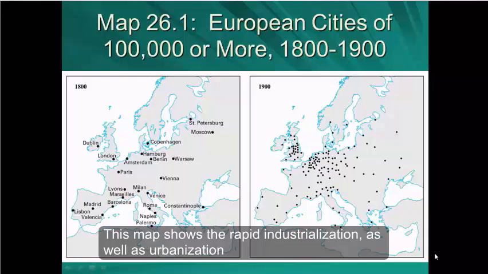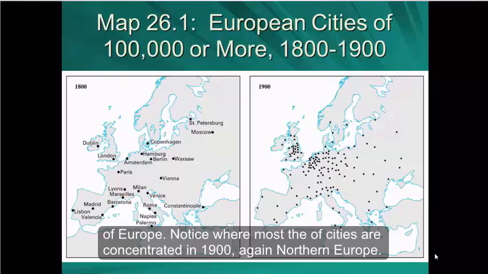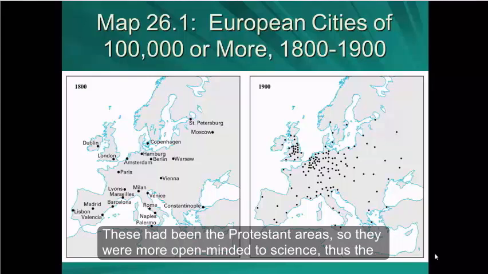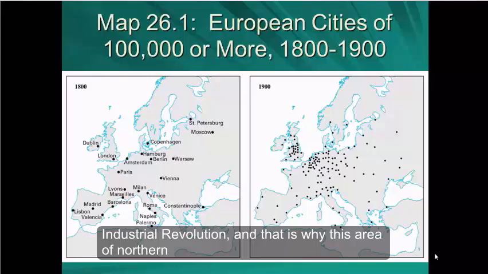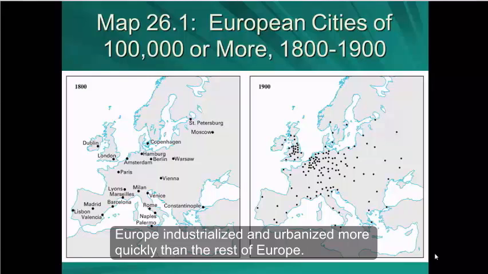This map shows the rapid industrialization as well as urbanization of Europe. Notice where most of the cities are concentrated in 1900. Again, Northern Europe, these had been Protestant areas, so they were more open-minded to science, thus the Industrial Revolution, and that is why this area of Northern Europe industrialized and urbanized more quickly than the rest of Europe.